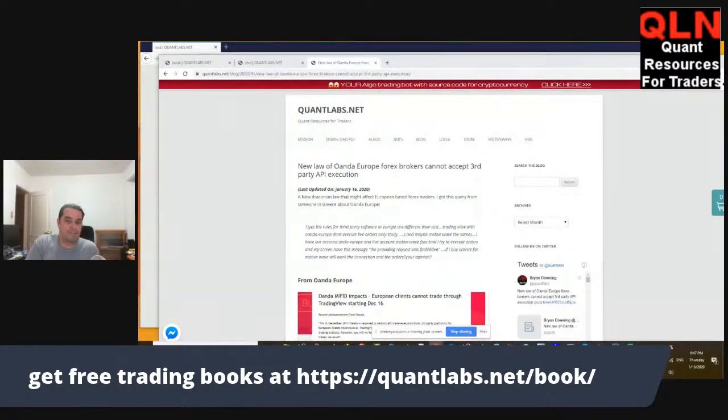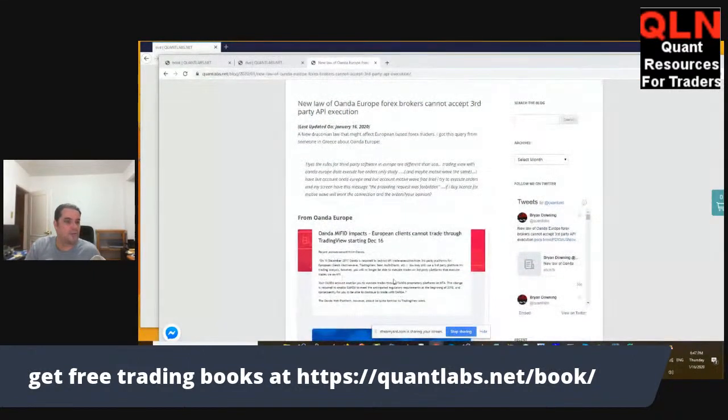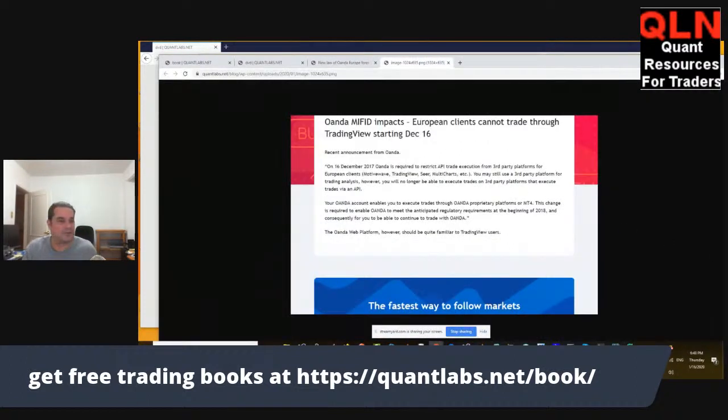So I got a query about a few days ago. I didn't know what he was talking about. Some new law about third-party execution using APIs with forex brokers in Europe. So this came about, and this was the official word. MiFID rules took effect December 16th last year.